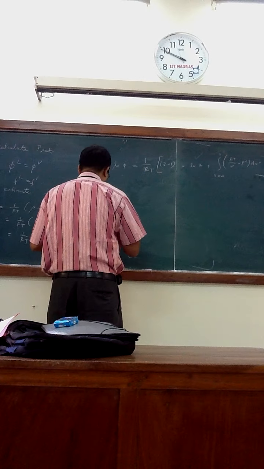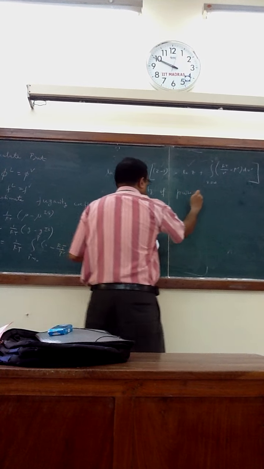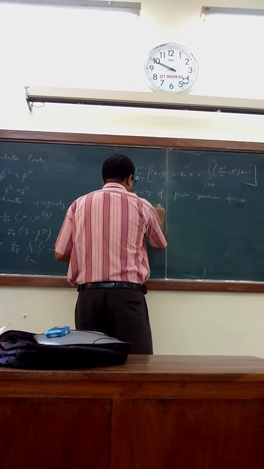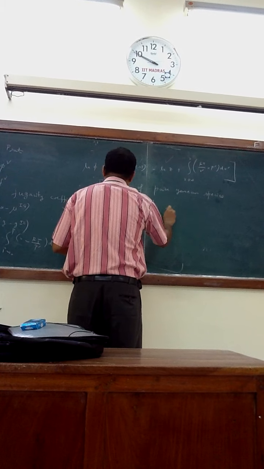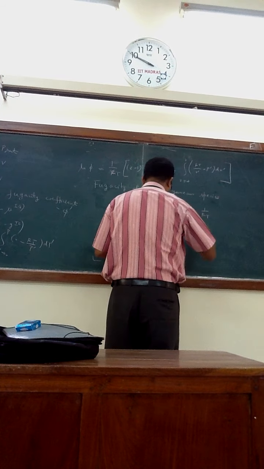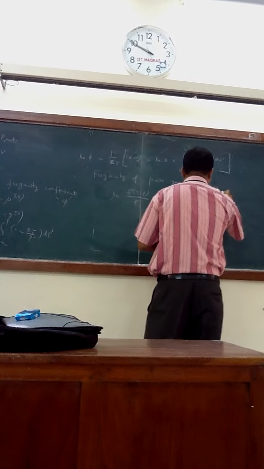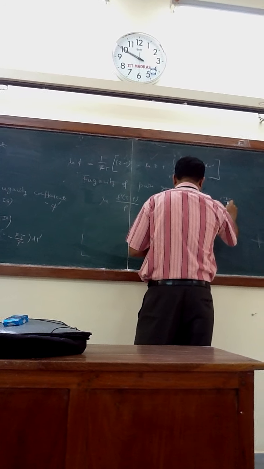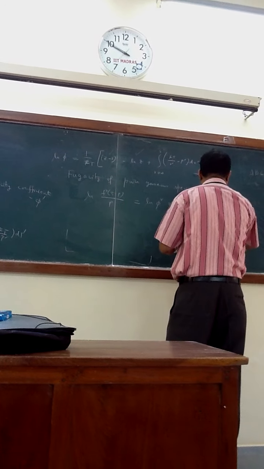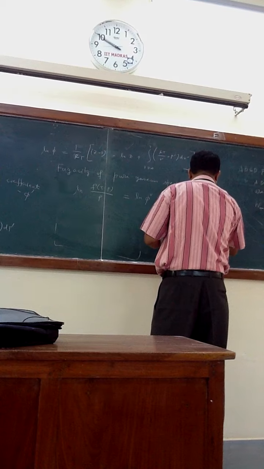So the fugacity of pure gaseous species: ln f_V(T,P) by P, or ln phi V, equals 1 by RT, integral from V tending to infinity to V, of RT by V prime minus P prime dV prime, minus ln Z_V plus Z_V minus 1.